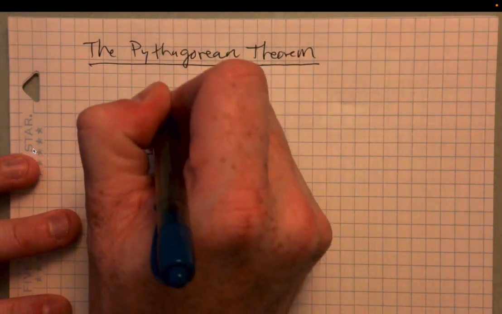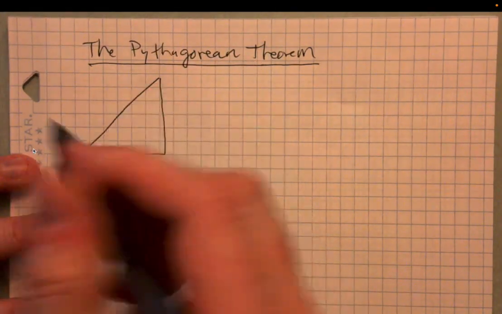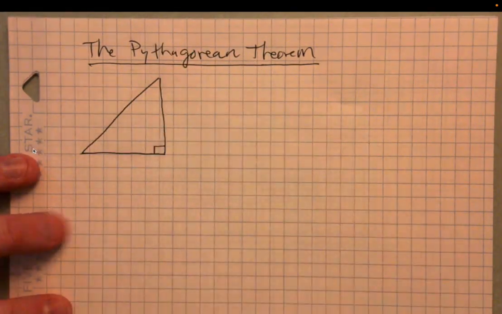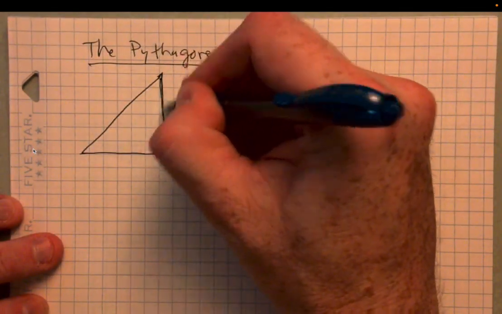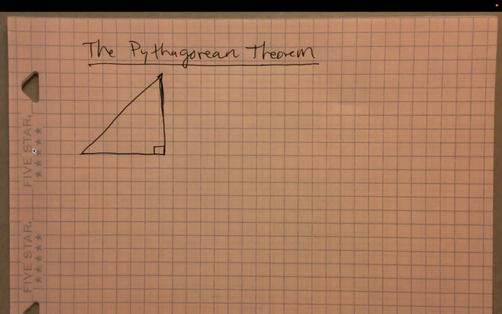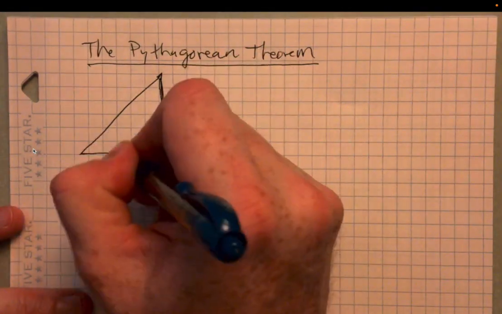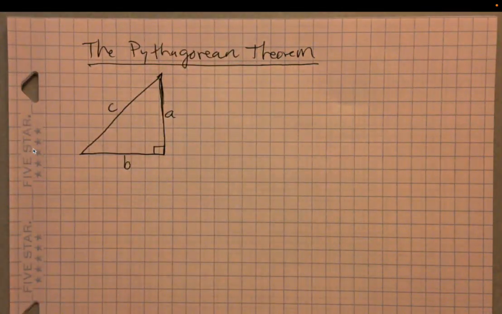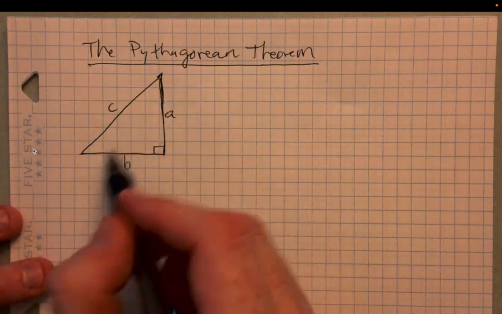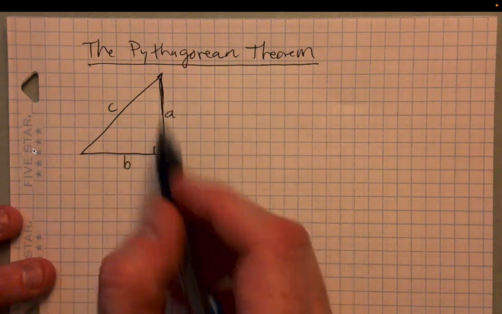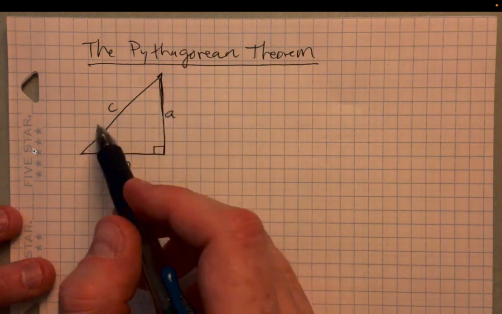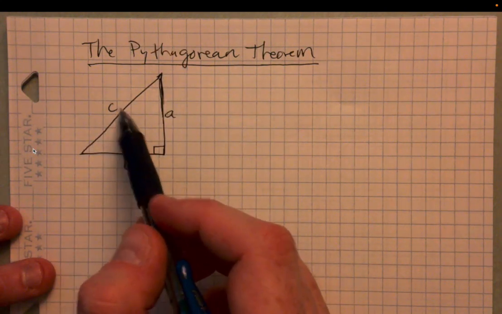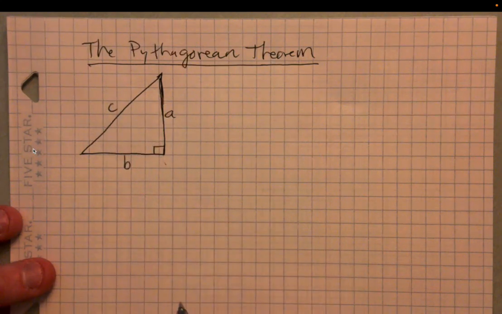So starting with a right triangle, let's say that's the right angle there, not very right looking. Let's draw it just a little better. And let's label it A, B, C. The two legs, these are called the legs. These are the sides adjacent to the right angle. And then the hypotenuse is the side of the triangle that's opposite the right angle.